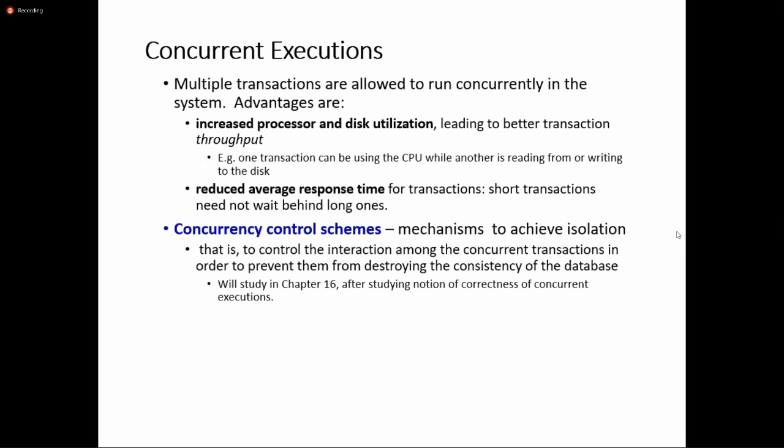Sometimes transactions happen in your database, for example for the balance. Someone is making a deposit, but you want to read your balance only. That is possible, a short read, not necessarily waiting for the long one. The concurrency control scheme is the mechanism to achieve isolation. It controls the interaction among concurrent transactions in order to prevent them from destroying the consistency of the database.